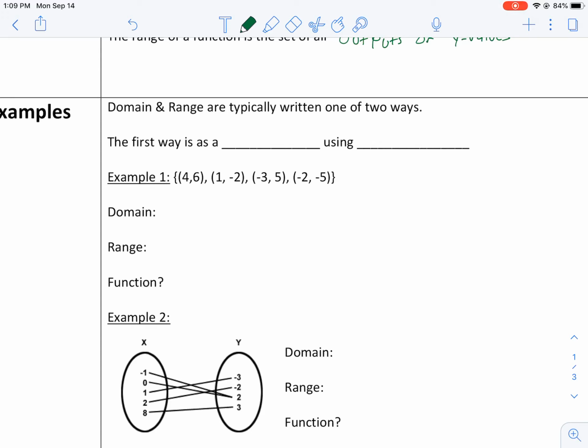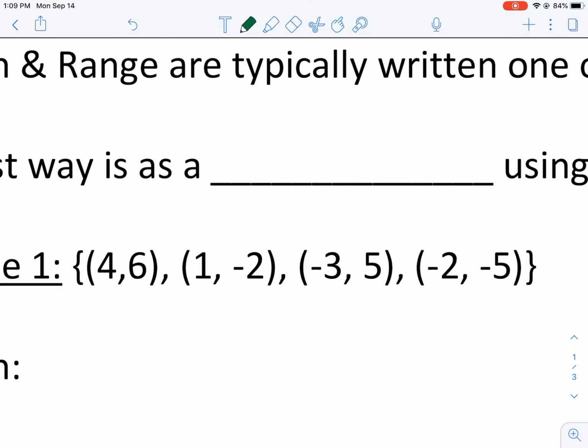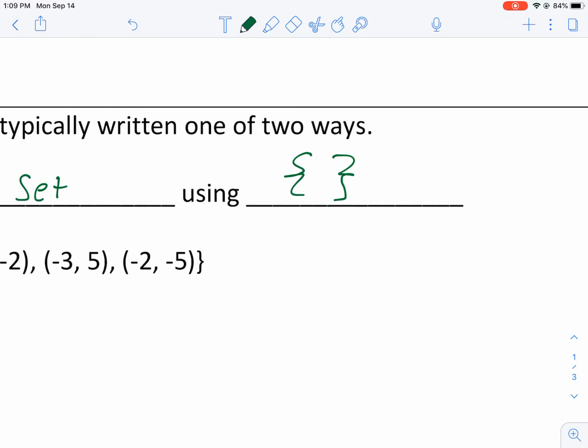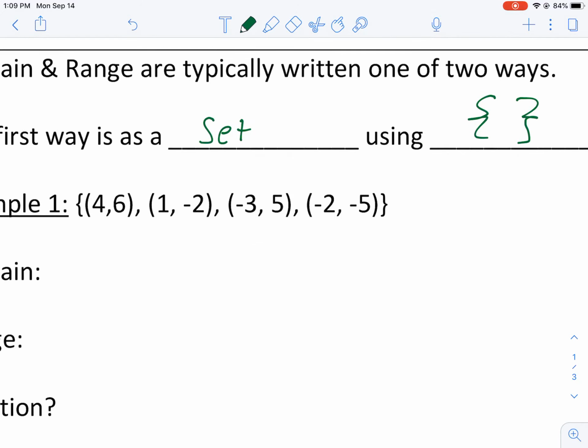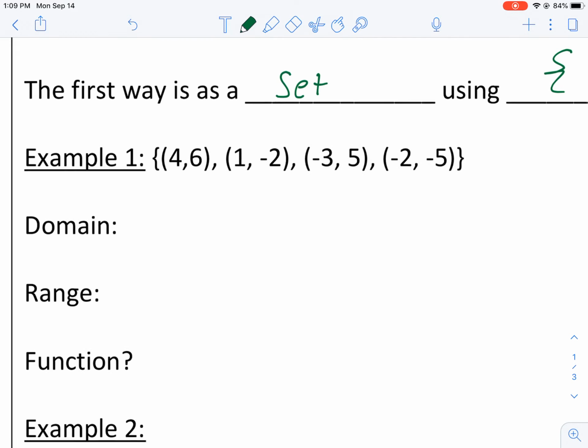So domain and range are typically written one of two ways. The first way is as a set using these little curly brackets. In mathematics, the curly bracket denotes a set. So you'd have the curly brackets, and then you have a bunch of stuff inside of it. Those would be all the things that are inside the set. So do not forget these. My students last year did that all the time. It drove me crazy.